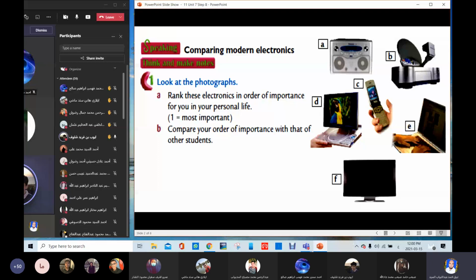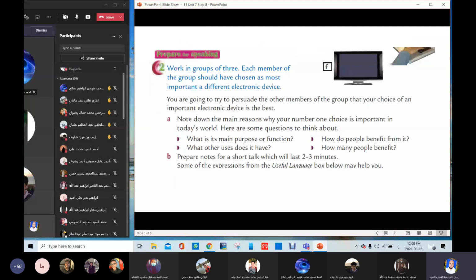Now, you are going to work in groups of 3. Each member of the group should have chosen as most important a different electronic device. Some have chosen the mobile phone as the most important, and others have chosen the laptop. The third group has chosen the TV or the satellite. You are going to try to persuade, convince the other members of the group that your choice of an important electronic device is the best. You have to convince and persuade, give reasons. Why do you think your choice is the best one?